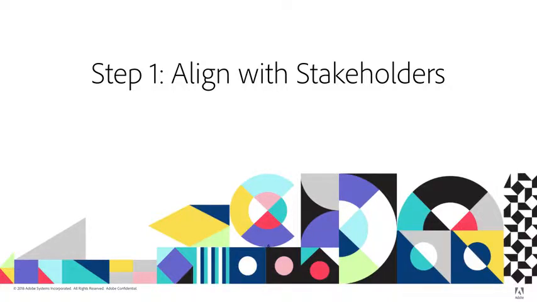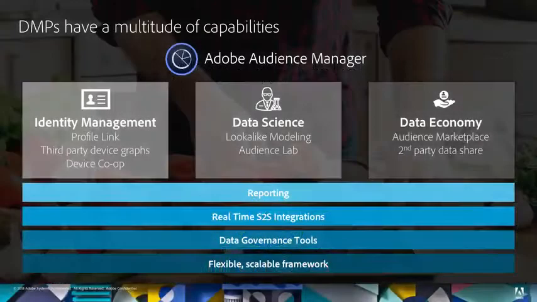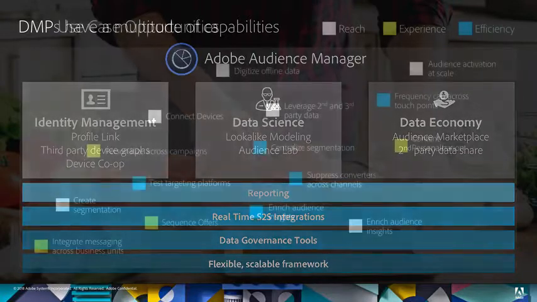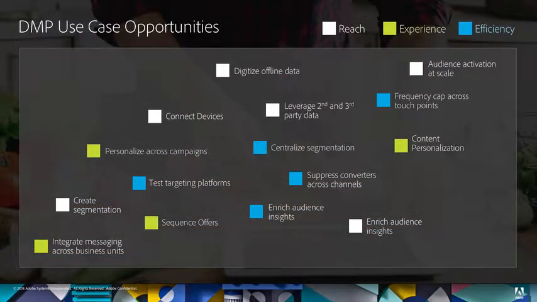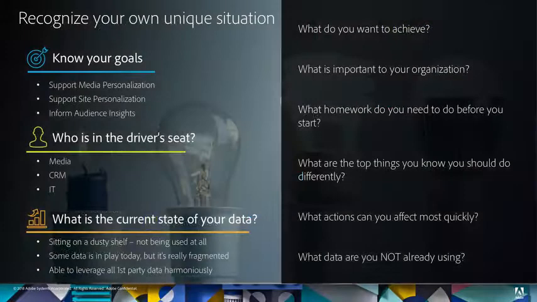We all know that DMPs have a lot of different capabilities, from identity management to leveraging data science tools, working with second and third party data. And there's all these different features that underpin these capabilities that you could take advantage of. And when you look at everything in aggregate, it could be pretty overwhelming to know where to begin. And at the same time, these capabilities power all of these great use cases that everybody in the organization is excited about, whether you're thinking about expanding reach or doing a better job delivering great experiences or driving efficiency in your paid media. So it can be tough to know where to start.